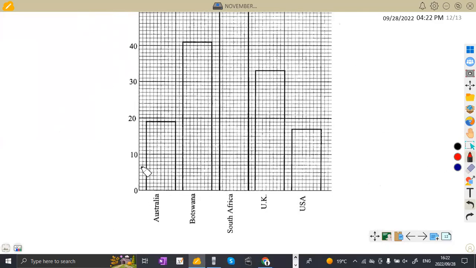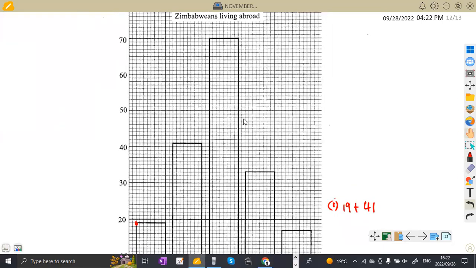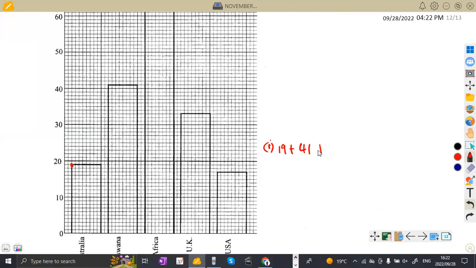In Australia, how many do we have? This is 10, 20. So which means each box is 1, 1, 1, 1, 1, each small box. So this is 19 here. So we're going to add 19 plus, we move on to Botswana. It's 40 plus 1, which is 41. We move on to South Africa. South Africa, it was 70. So we're going to add 70 here.